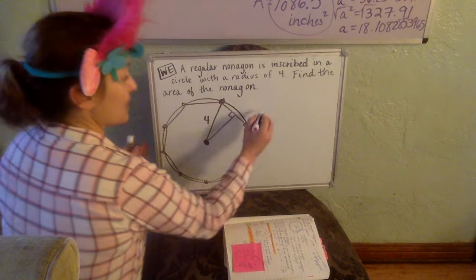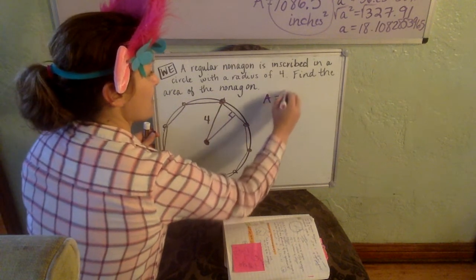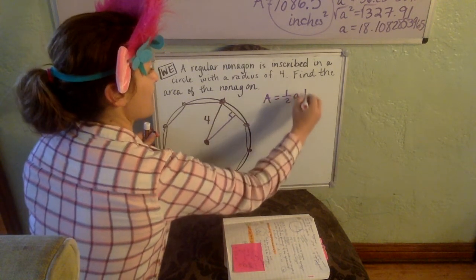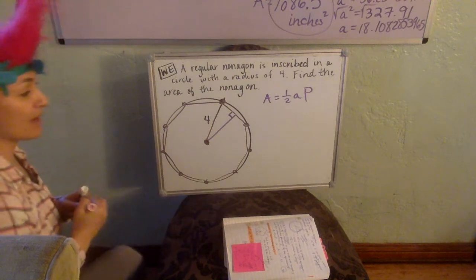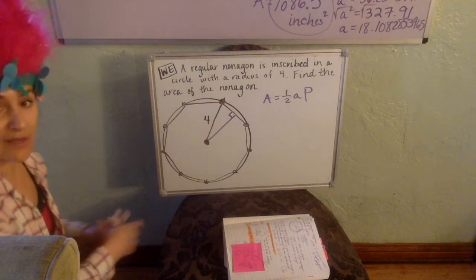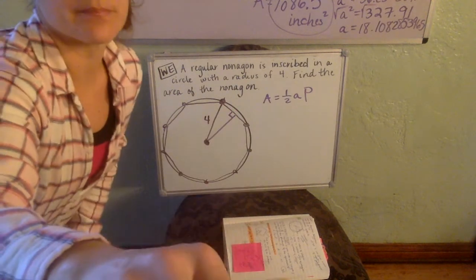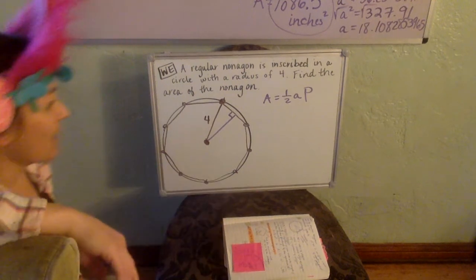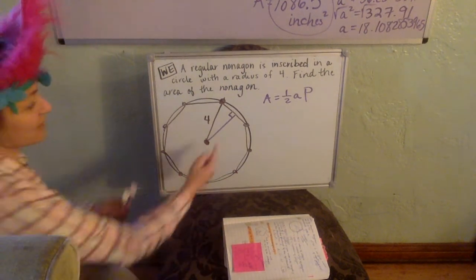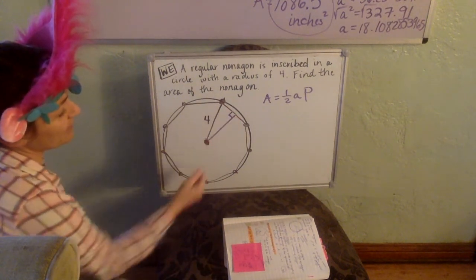And so what we're going to need to do, we have A equals a half of the apothem times the perimeter, okay? So first, I think I'm going to go after the apothem, okay, which is of course this purple line here, okay?